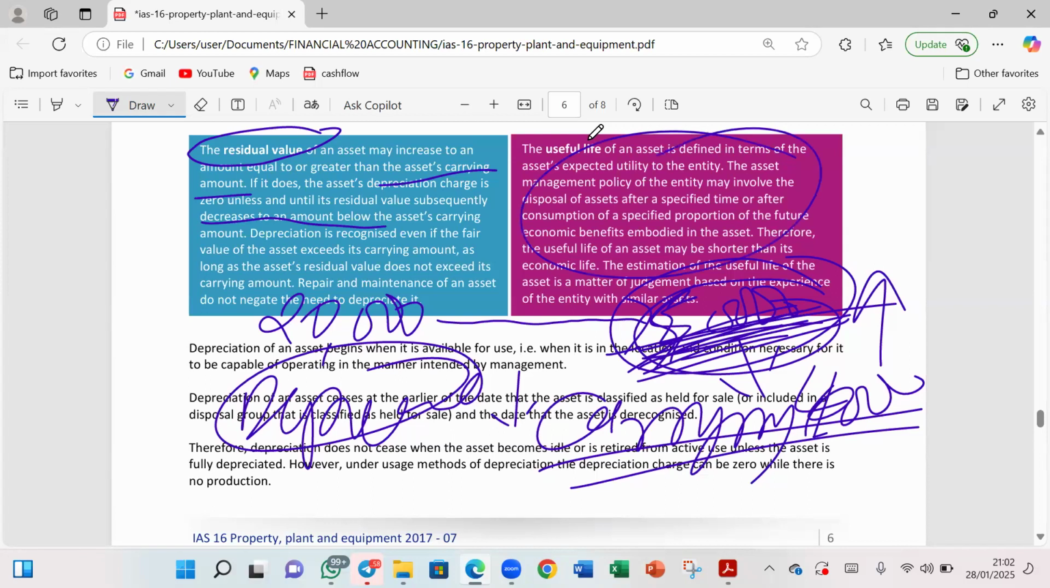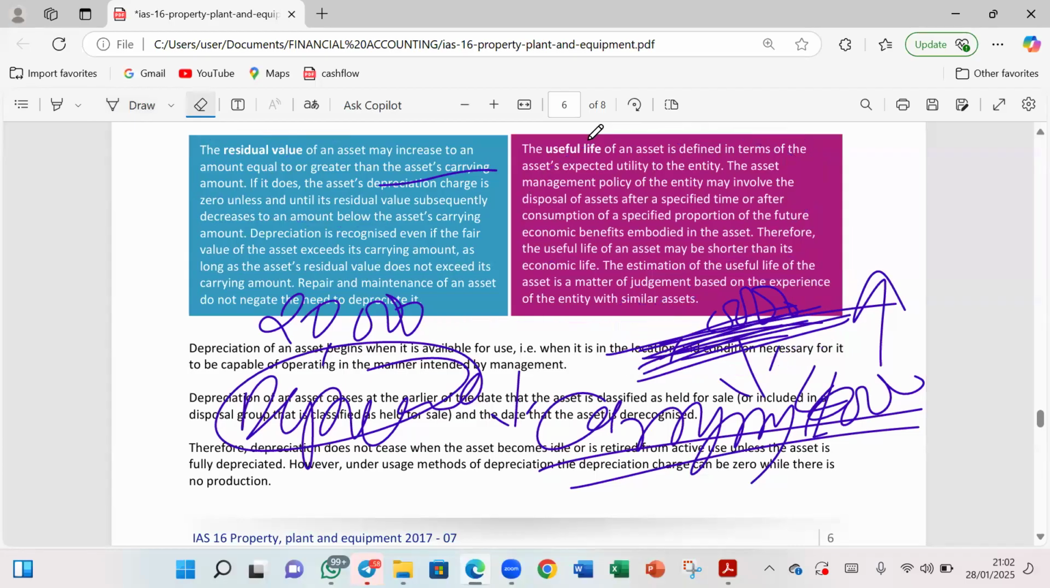Useful life, we say that the useful life has two definitions. One, it is the amount of time expected for the asset to be used. And the other one, it is the amount of units expected to be produced by an asset. That one is okay. We don't need to talk about them again.